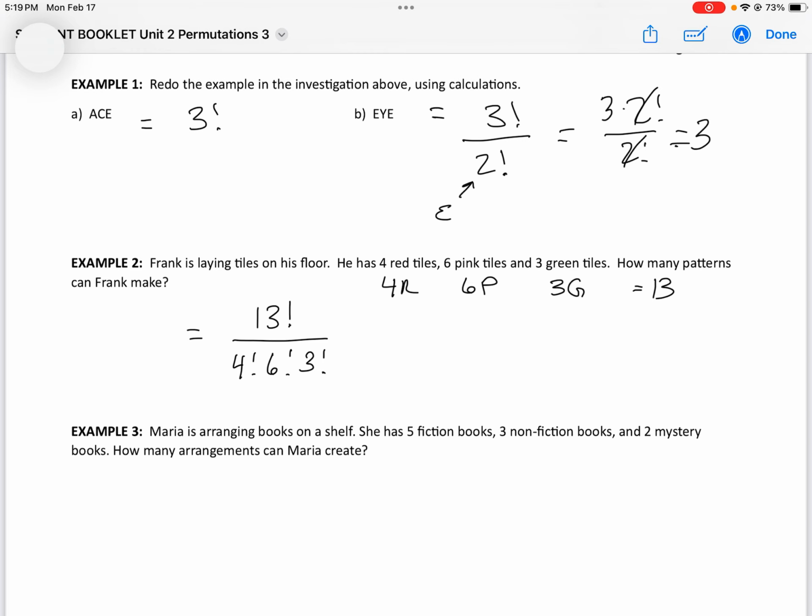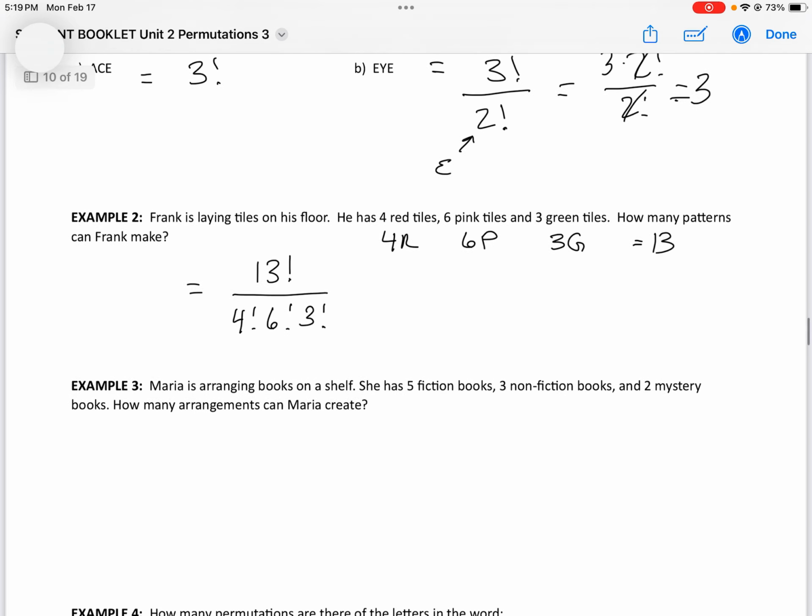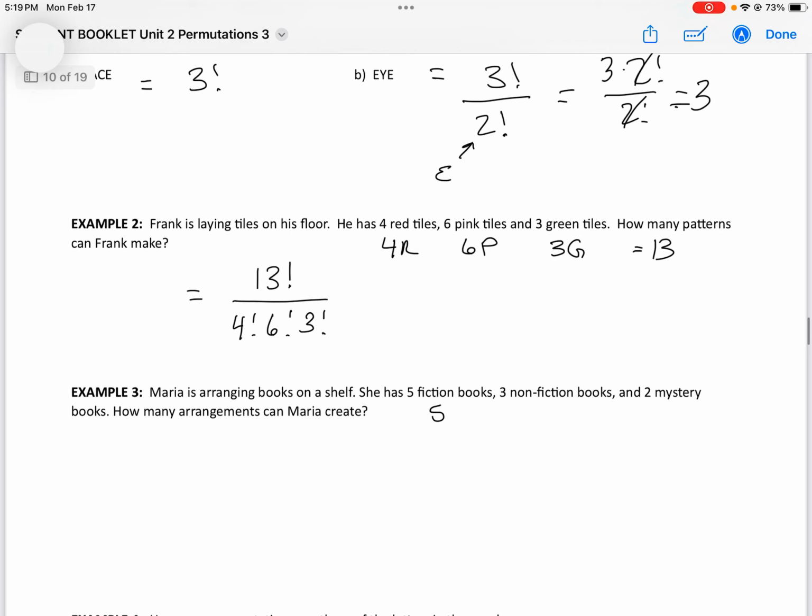Now, Maria is arranging books on the shelf. She has 5 fiction books, 3 non-fiction books, and 2 mystery books. Okay, so in our original thought, we're like, okay, she has 10 books. So you think for a second that she can order them in 10 factorial ways. But if we're talking about actual genres, let's divide out the 5 factorial ways she can do fiction, 3 factorial ways of nonfiction, and 2 factorial ways of mystery books.